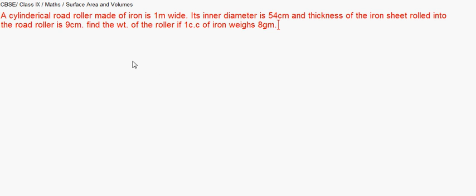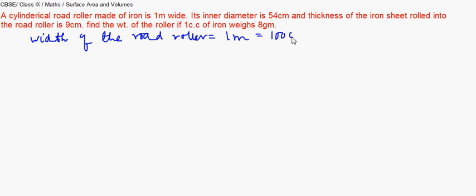The width of the road roller is given to be 1 meter, so we can write the width of the road roller will be 100 centimeter, because I can see the rest of the values are given in centimeters. So I write the width of the road roller is 1 meter, which can be written as 100 centimeters.